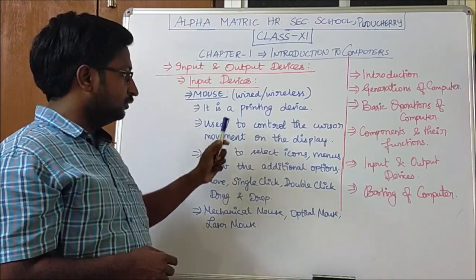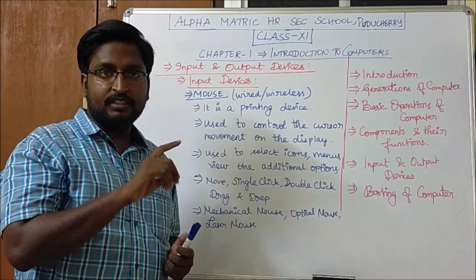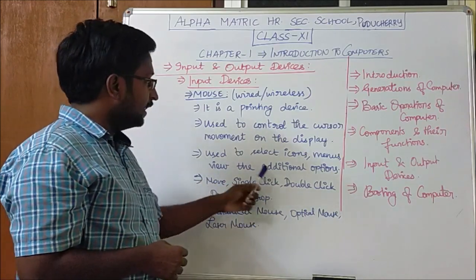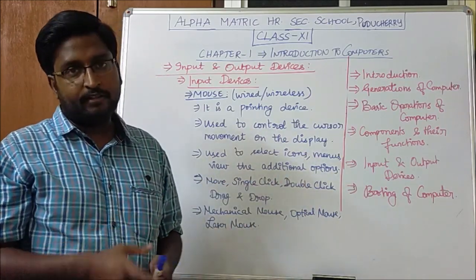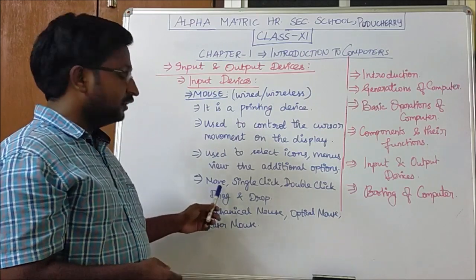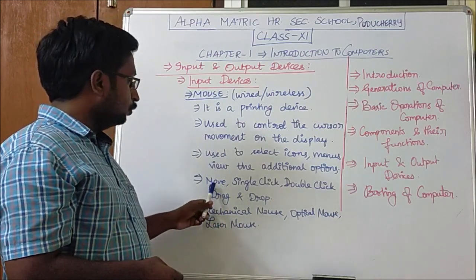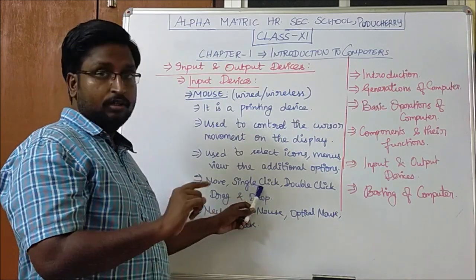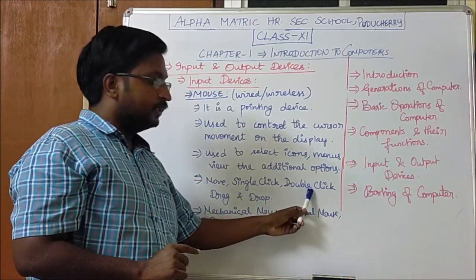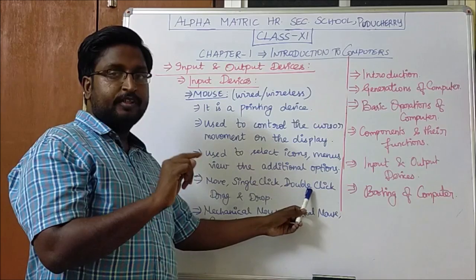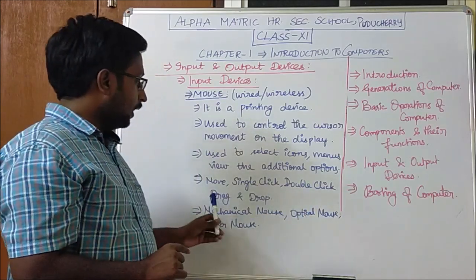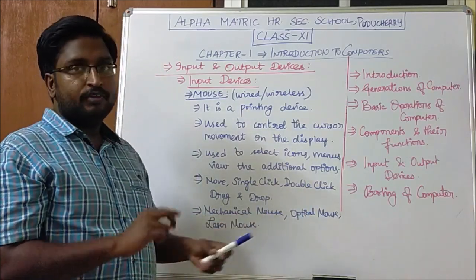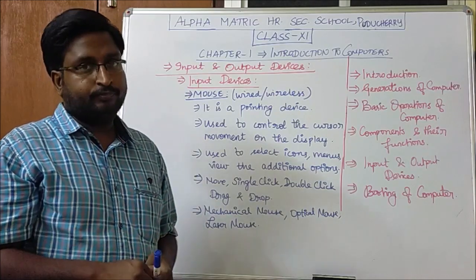It is also used to select icons and menus with the help of the left click, and to view additional options with the help of the right click. These are the functions of the mouse. You can move the cursor. You can identify a specific item with a single click. You can open the content or the specific item with a double click, and also you can drag and drop with the help of the single click.